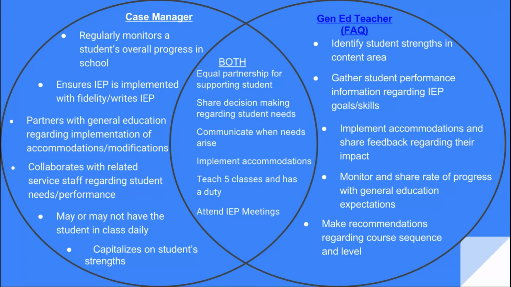Other types of meetings include a Manifestation Determination Review, or MDR, progress review, information sharing meeting for the internal team only, and a 30-day review meeting. Regardless of the type of meeting you attend, a general education teacher should be prepared to share a student's rate of progress with regard to general education expectations, share a student's use of accommodations and provide feedback regarding their impact, and to make recommendations regarding course sequence and level. Other responsibilities of a general education teacher include gathering student performance information regarding IEP goals and skills, and reporting it to case managers when requested, such as at the end of each quarter.